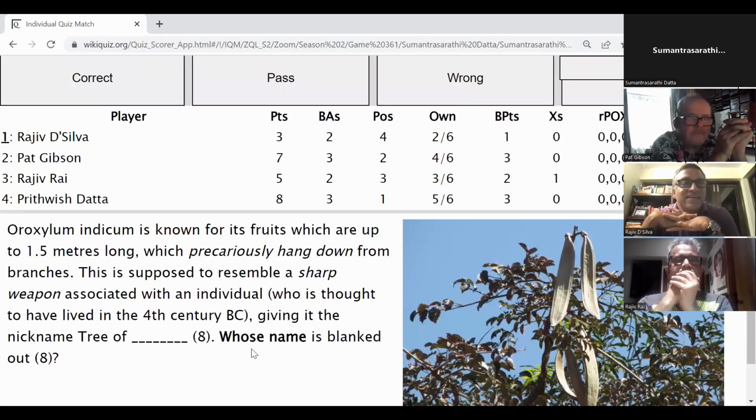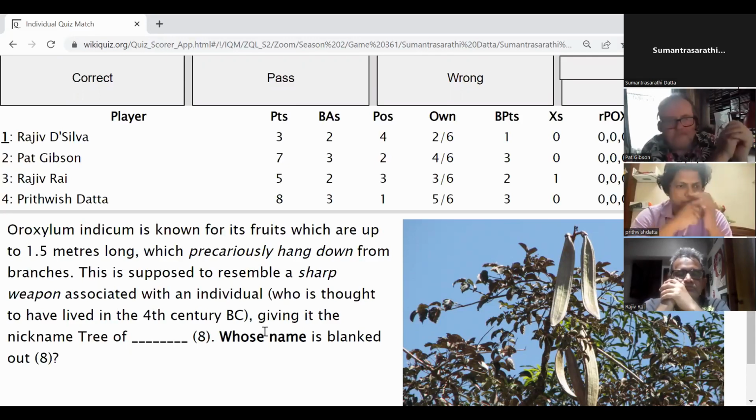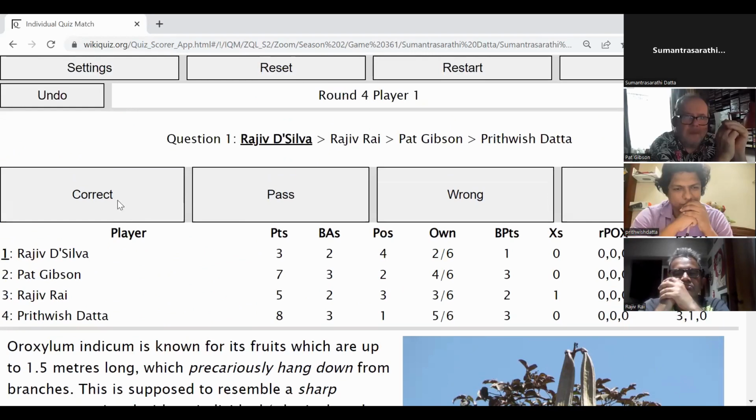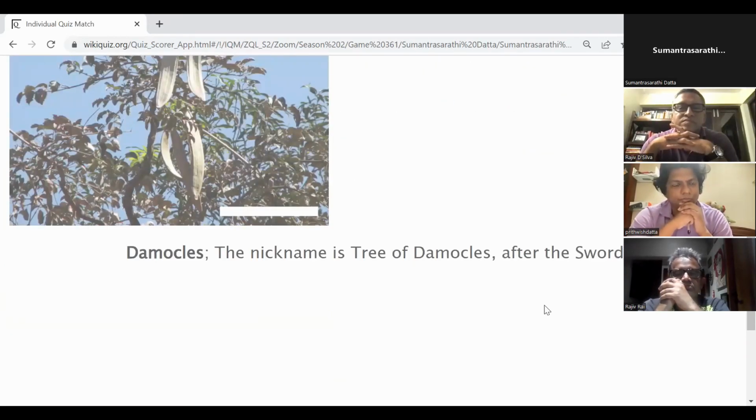Oroxylum indicum is known for its fruits, which are up to 1.5 meters long and precariously hang down from branches. This is supposed to resemble a sharp weapon associated with an individual who was thought to have lived in the 4th century BC, giving it the nickname Tree of Blank, blank letters, whose name is Blank. Damocles. As you can see, it references the sword of Damocles, and it's a good answer there.